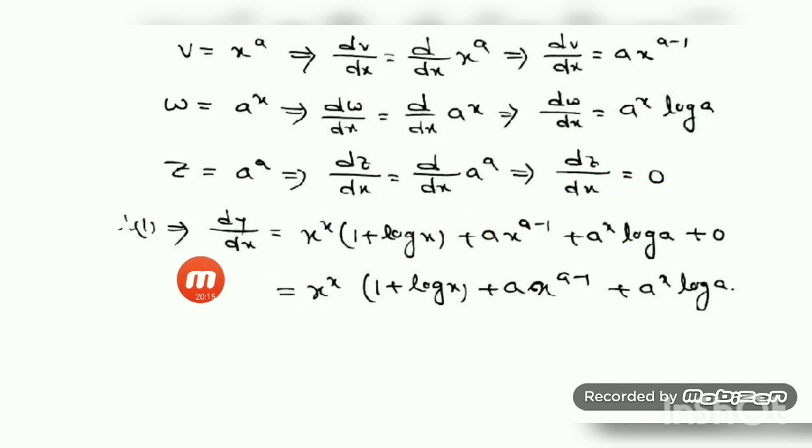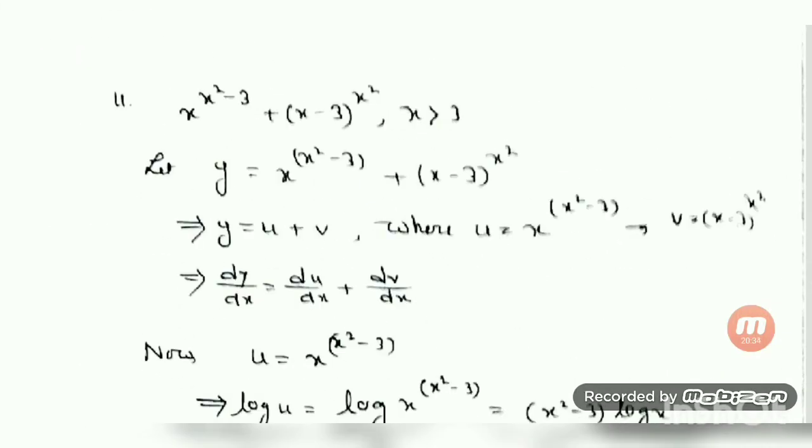So ultimately what I have got, dy/dx is equal to, putting the values, x to the power x into (1 plus log x), plus a x to the power a minus 1, plus a to the power x log of a, and plus 0. Then this is your answer. So hope you understand the method of how to do the differentiation. Let us do one more question.